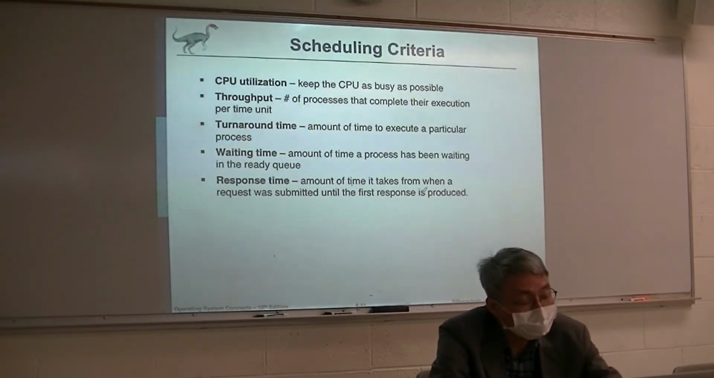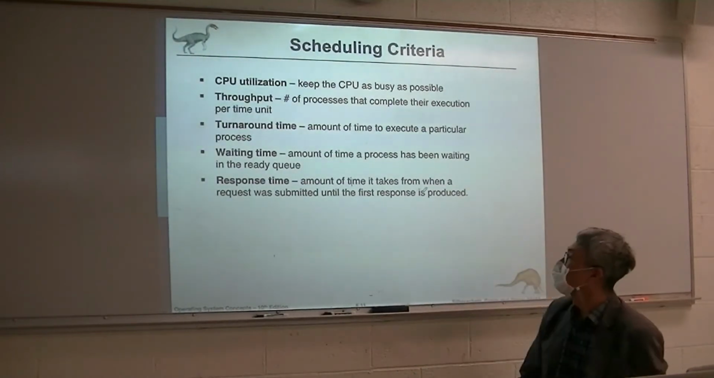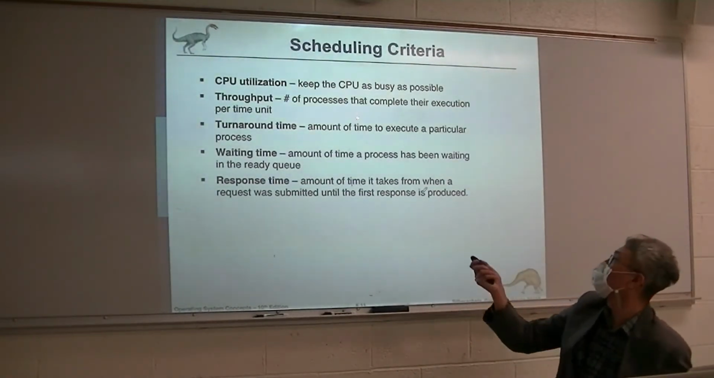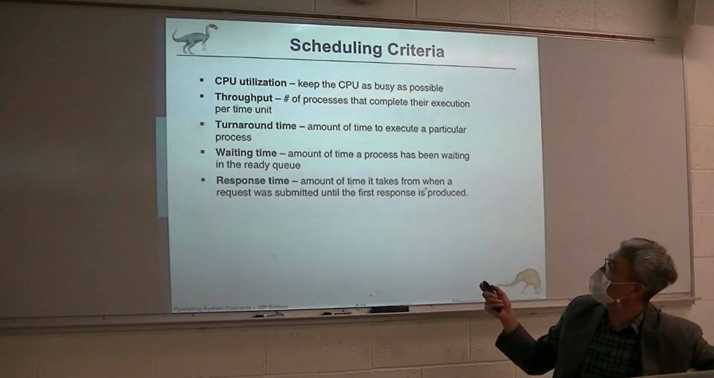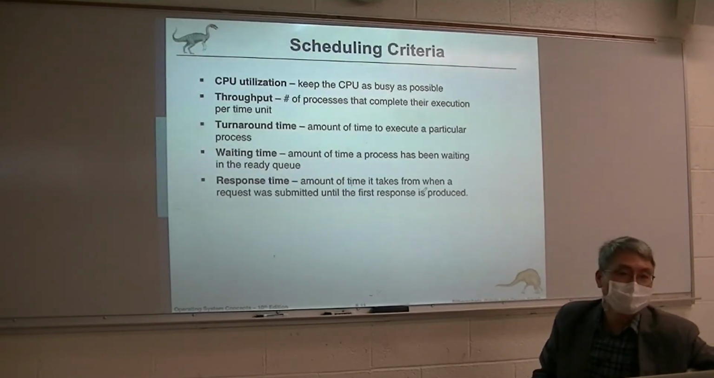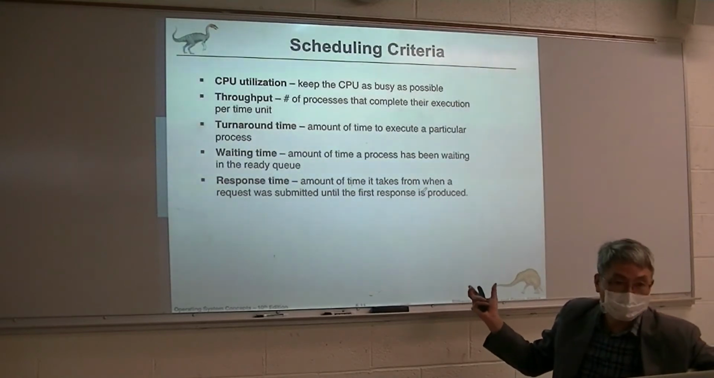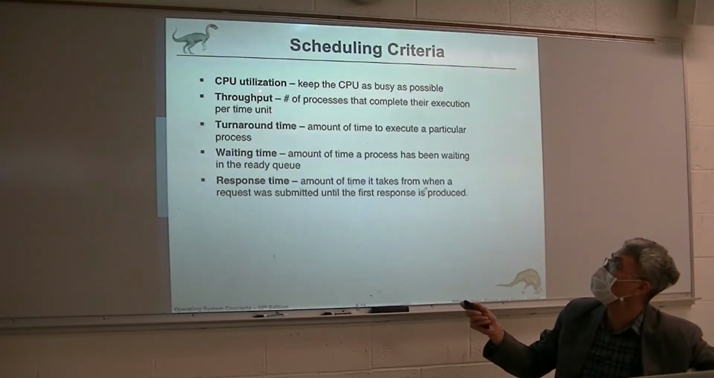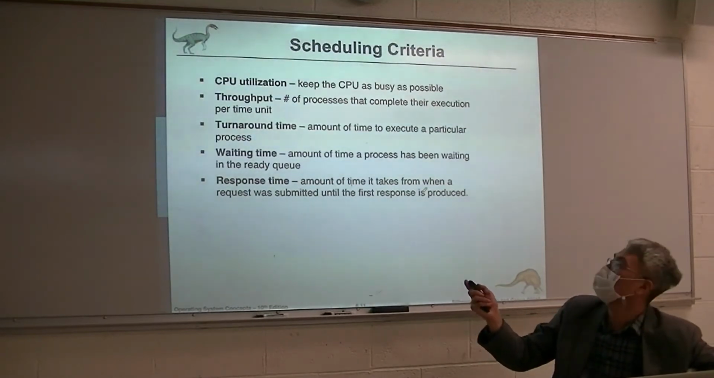There are several criteria to judge whether my algorithm is good or not. CPU utilization: 100% is the best. But if you really have 100% CPU utilization, it's too busy, so your operating system will not work. But in this chapter, we pursue each algorithm having 100% CPU utilization. If you consider the dispatcher latency, it will be less than 100%.